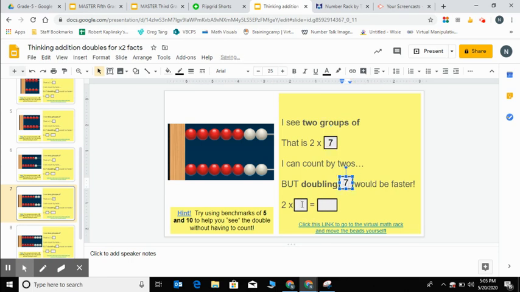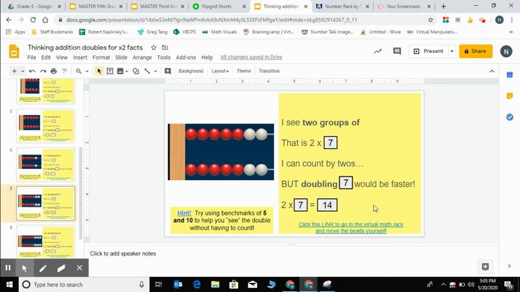So 2 times 7, and this visual is here to help you. If you're not quite there yet, you can still see that 5 and 5 is 10, and 2 and 2 is 4, and then 10 and 4 is 14. So that means that 2 times 7 is 14. So that's what this hint means down here, where it says try using benchmarks of 5 and 10. That means use the red beads, which are in groups of 5, and 2 5s make 10, to see the double without having to count those beads by 1.